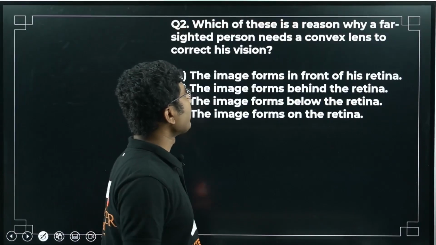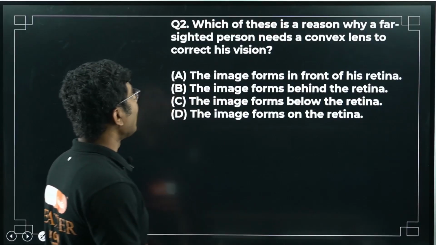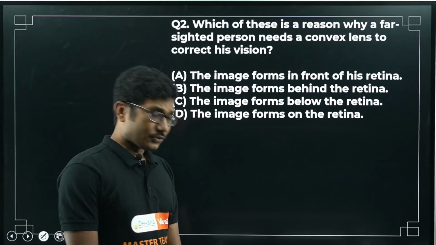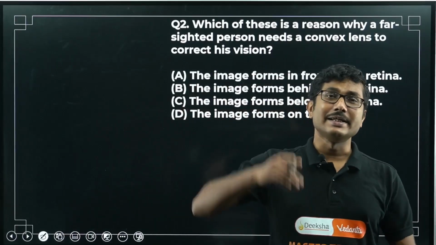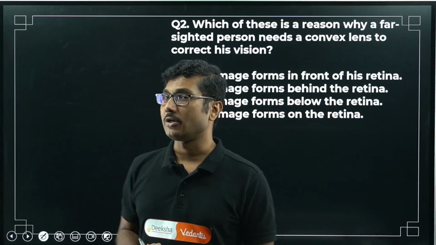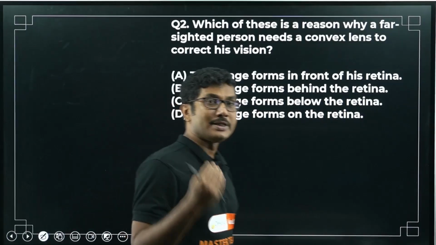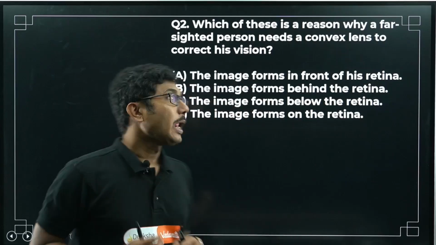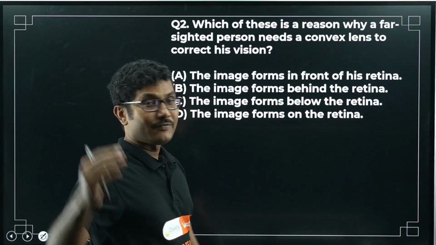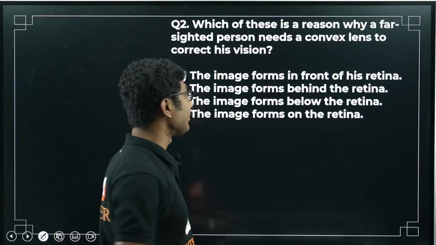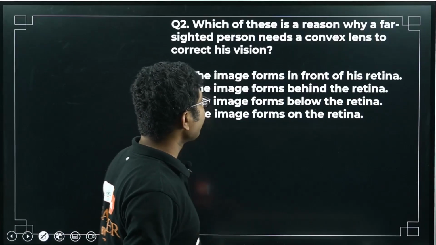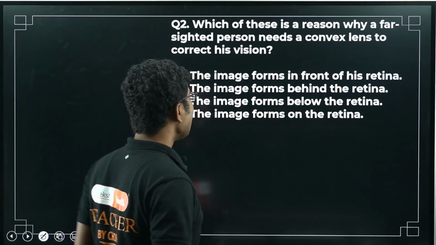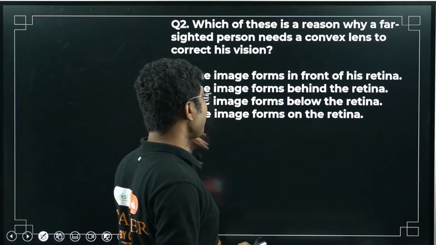Next is, which of these is the reason why a far-sighted person needs a convex lens to correct his vision? Far-sighted person means he can see far objects but he cannot see nearby objects. You have to understand, far-sighted means he can see far objects, near-sighted means he can see nearby objects. Now let's see what reasons are given. The image forms in front of his retina, the image forms behind his retina, the image forms below the retina, the image forms on the retina.